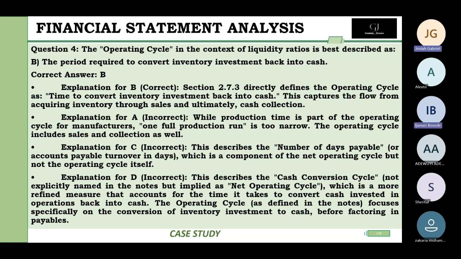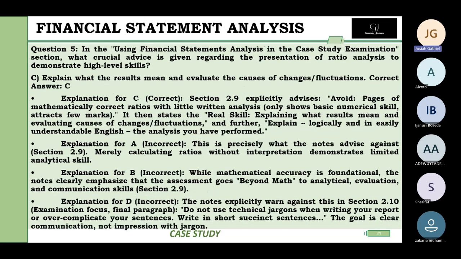All right, so we have the final question, which is number 5. In using the financial statement analysis in a case study examination, what crucial advice is given regarding the presentation of ratio analysis to demonstrate high skills? The answer is C. What the result means, which is very important, not just the computation, and evaluate the causes of that result, speaking to the changes up or down and the fluctuation.